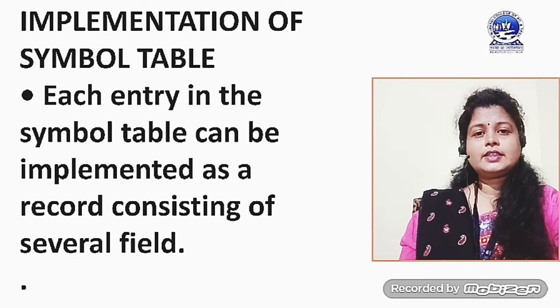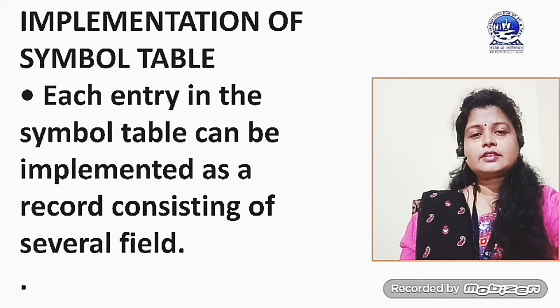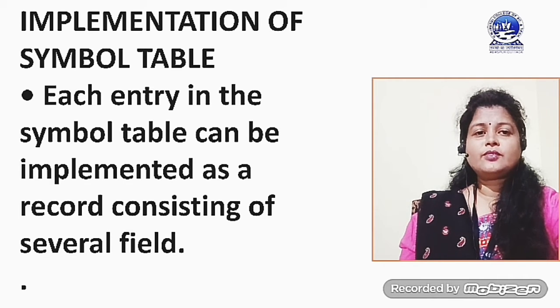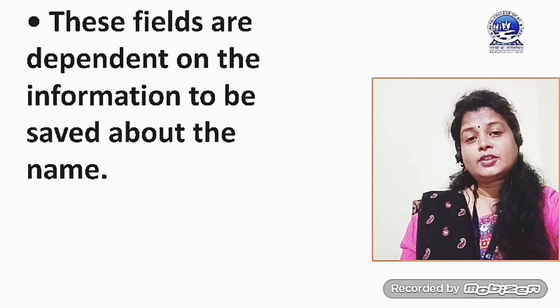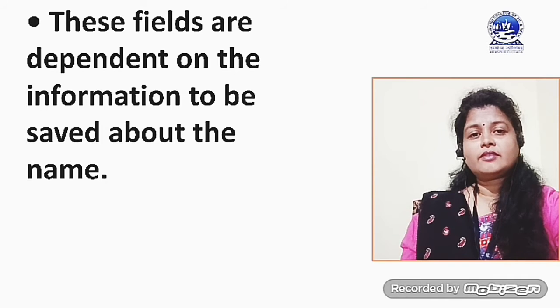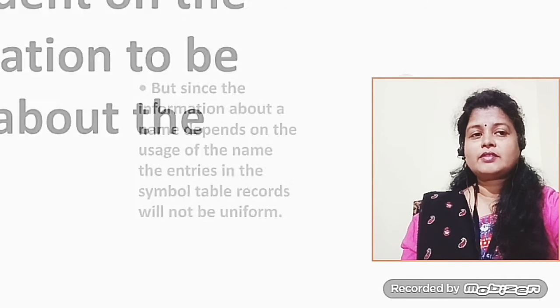Now we will discuss the implementation of symbol table. Each entry in the symbol table can be implemented as a record consisting of several fields. And we know the meaning of record: a record consists of a number of fields. It means that each record represents the token and its attributes. These fields are dependent on the information to be saved about the name.